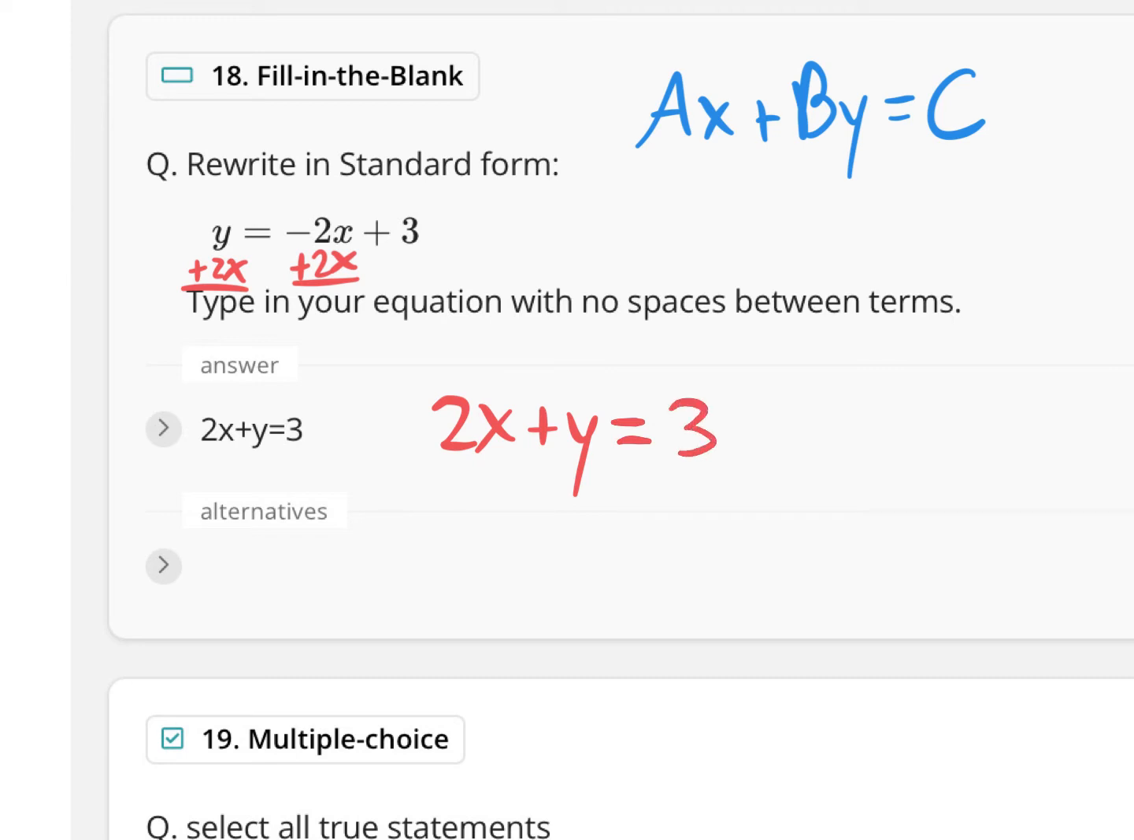And of course, to get full credit, you need to type this standard form equation with no spaces between your terms. 2x plus y equals 3, no spaces. Hit enter and you'll get full credit on this question 18.